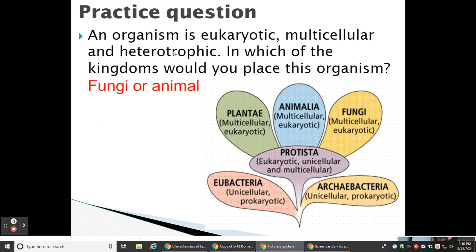Practice question: an organism is eukaryotic, multicellular, heterotrophic. In which kingdom would you place this organism? Since it's eukaryotic, it has a nucleus. Multicellular, it gets its food eating other organisms. This would be the animal kingdom.